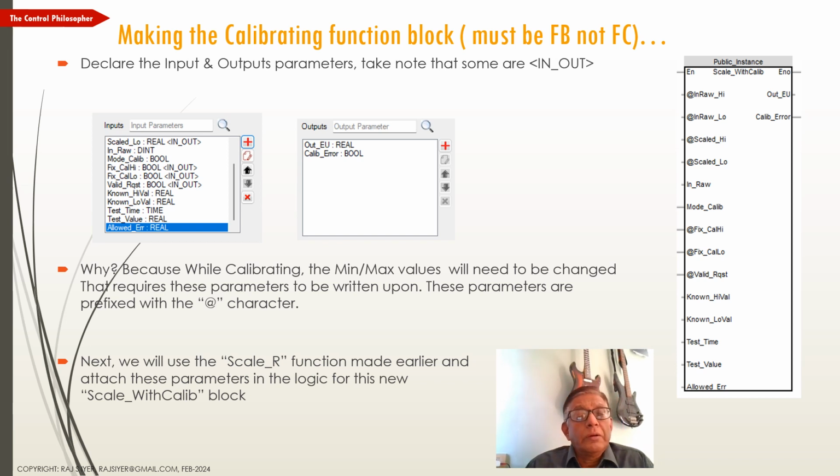Okay. Now, actually, the big difference here is that the scaled values such as the in max, in min, and the scaled high and low values, they need to be in out variables because we need to change them. So the function block will have to write to them. Okay, that's the only important change.